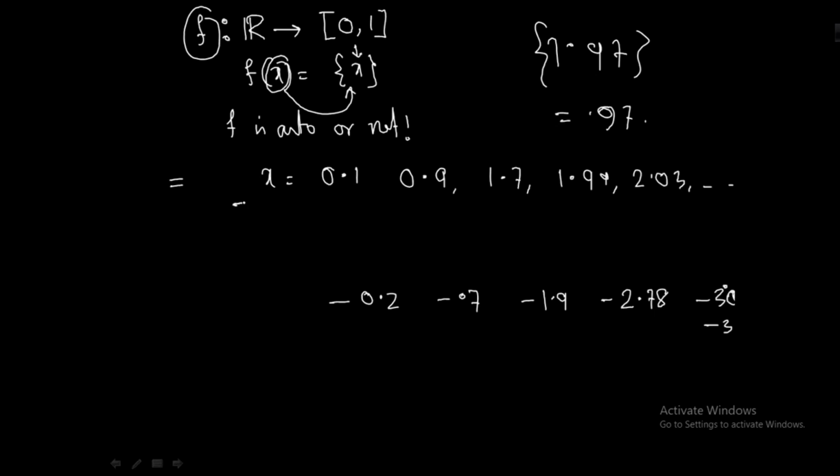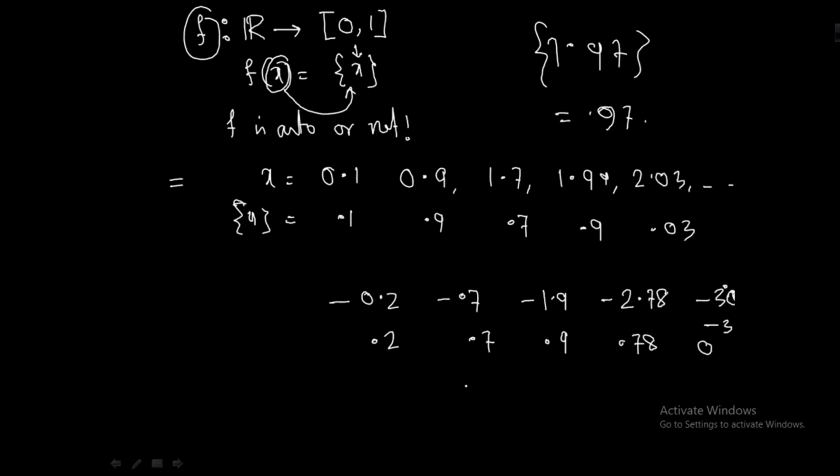So what will be the fractional part? That means what will be the images? The image is 0.1, the image is 0.9, the image is 0.7, the image is 0.9, the image is 0.03, here the image is 0.2, here the image is 0.7, here the image is 0.9, here the image is 0.78, here the image is 0. Because if you take an integer, the fractional part will be 0.